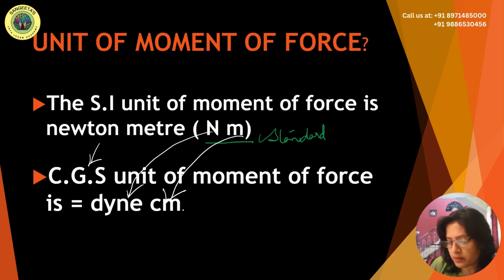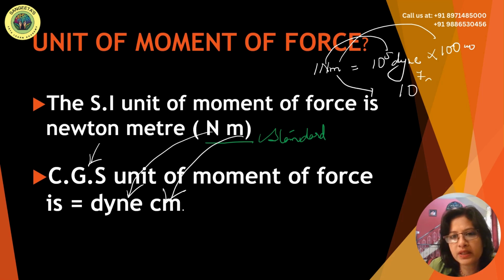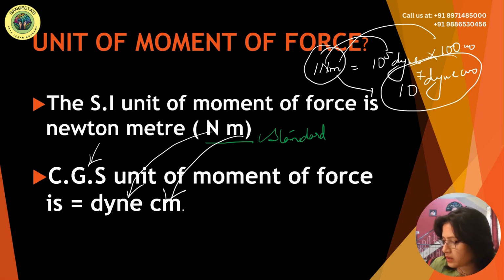Now, always the younger and the elder brother have a relationship between them. So, what is the relationship between them? 1 Newton is equal to 10 to the power 5 dyne, which we should know. And 1 meter means 100 centimeter. So, therefore, 1 Newton meter is equal to 10 to the power 7 dyne centimeter. So we should know that the relationship between SI and CGS is 1 Newton meter is equal to 10 to the power 7 dyne centimeter.